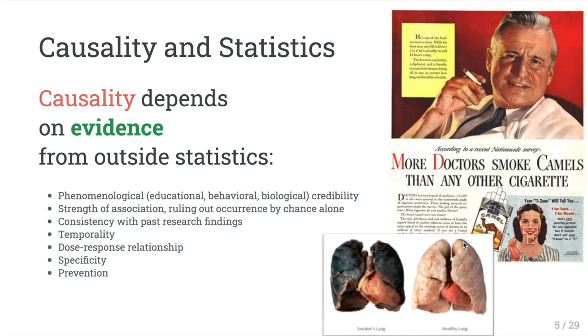We also need consistency. We're going to talk in this class a little bit about reproducibility and replicability. What research needs to show is that research findings from independent research teams are showing similar, if not the same, conclusions consistently. We also need temporality. In order for there to be a causal relationship, the cause has to come before the outcome.